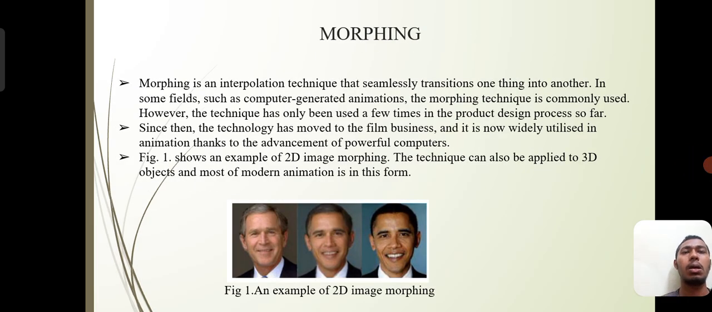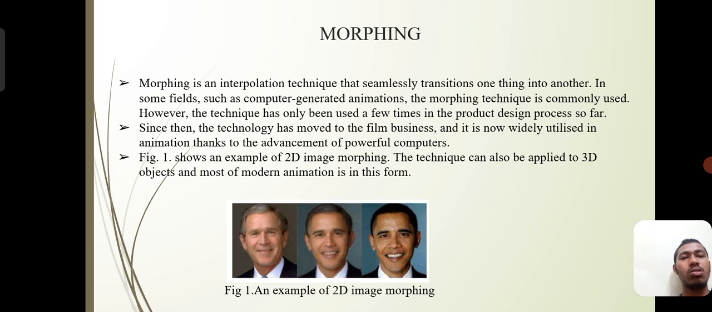And the morphing. Morphing is an interpolation technique that simulates the transition of one thing into another. In some fields, such as computer-generated animations, the morphing technique is commonly used. However, the technique has only been used a few times in the product design process so far. Since then, the technology has moved to the film business and is now widely utilized in animated films and advertisements with powerful computers.